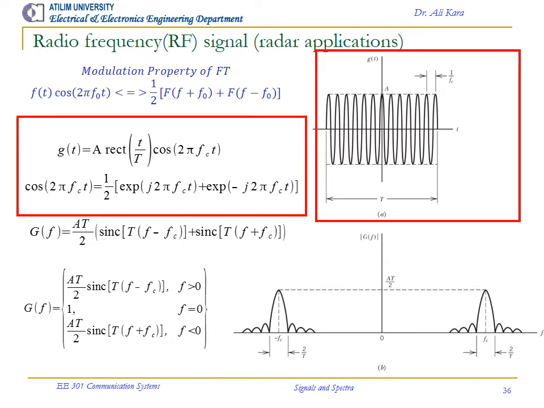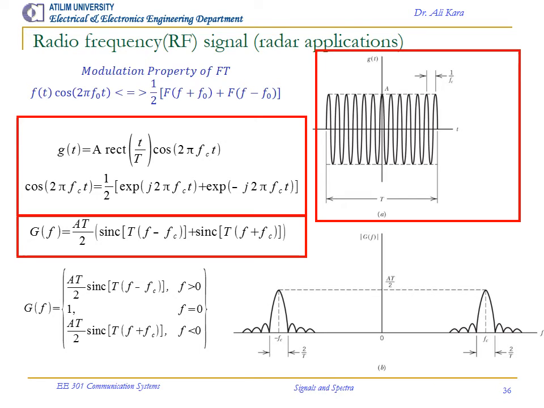They are of the compact form in time domain. g of t is equal to A times rect of t over capital T times cosine of 2 pi fc t. Note that in time domain, the cosine function can also be represented as summation of two exponentials, that is, cosine of 2 pi fc t is equal to 1 over 2 times, in parenthesis, exponential of j2 pi fc t plus exponential of minus j2 pi fc t.